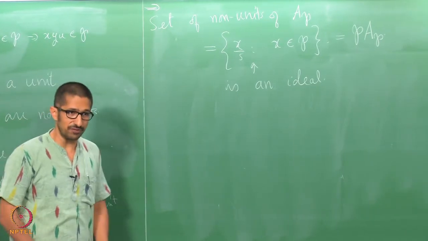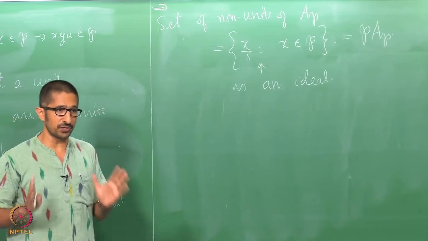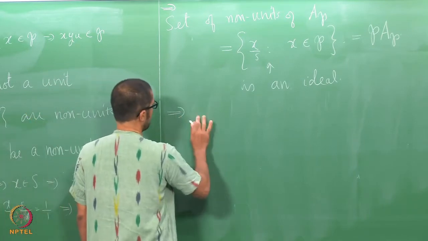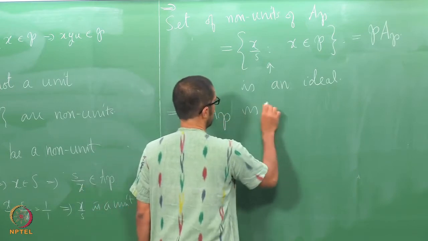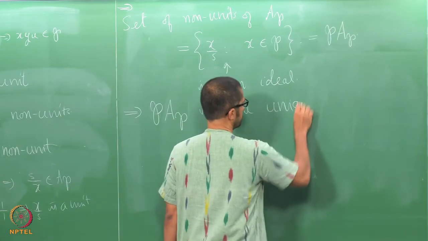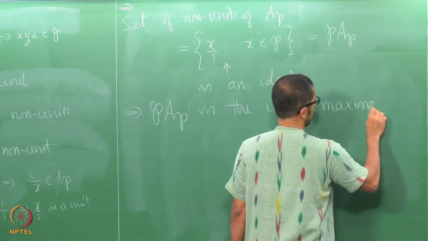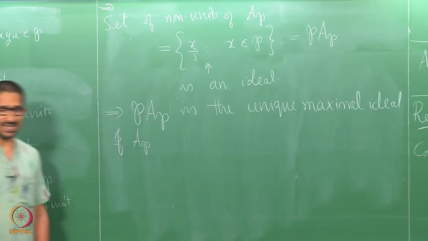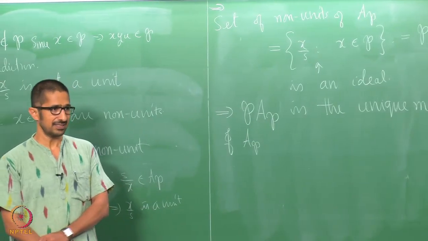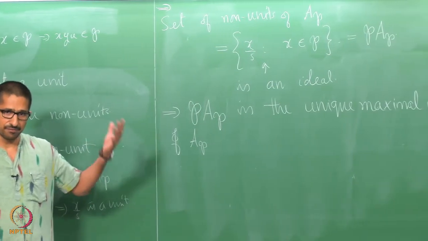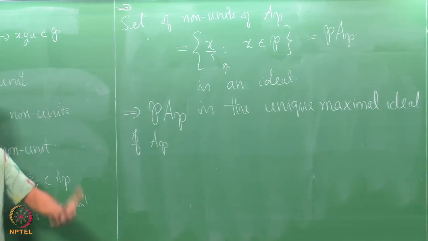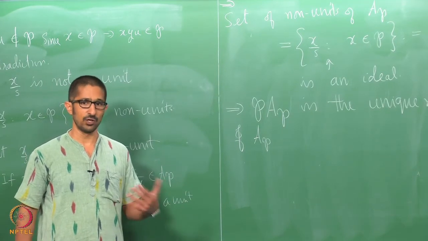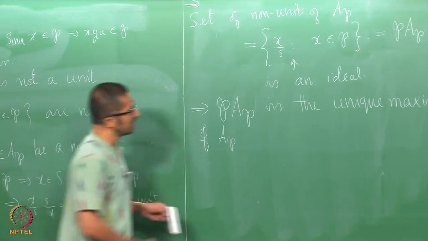So what we have shown is that the set of all non-units forms an ideal, therefore it has to be the unique maximal ideal. So this implies that P A_P is the unique maximal ideal of A_P. That means A_P is a local ring. That is how the name localization came. From A, we have come down to a ring with a unique maximal ideal, or you have obtained a local ring. That is why the process is called localization.